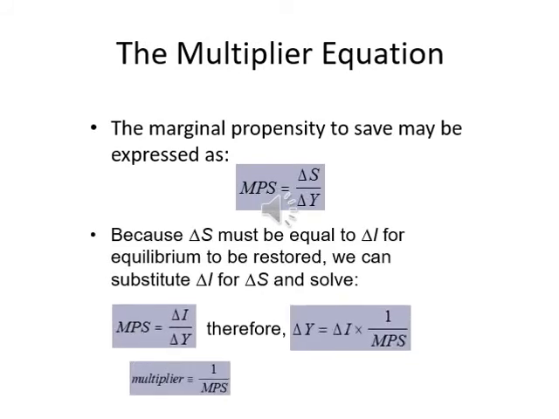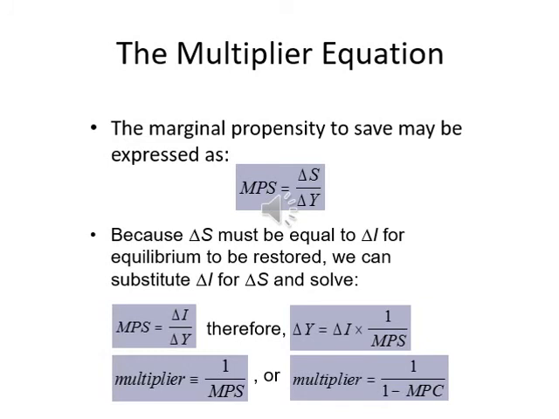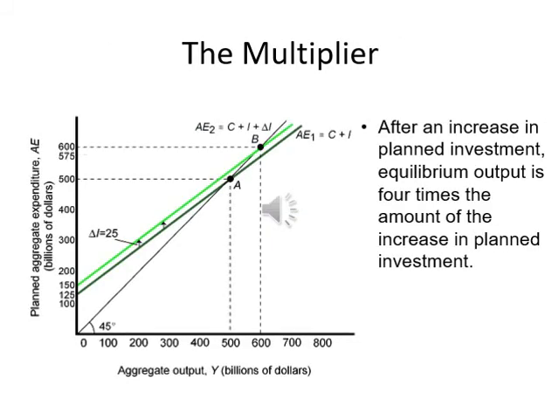The multiplier equation. The marginal propensity to save may be expressed as MPS equals change in S divided by change in Y. Because dS must be equal to dI for equilibrium to be restored, we can substitute dI for dS and solve. Change in Y equals change in I times 1 over 1 minus MPC. The multiplier. After an increase in planned investment, equilibrium output is 4 times the amount of the increase in planned investment.